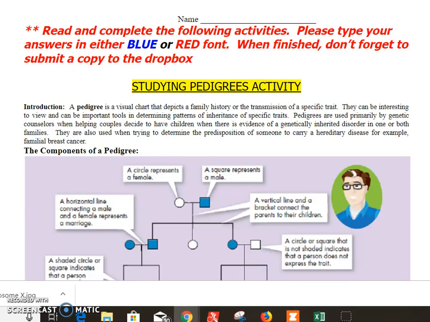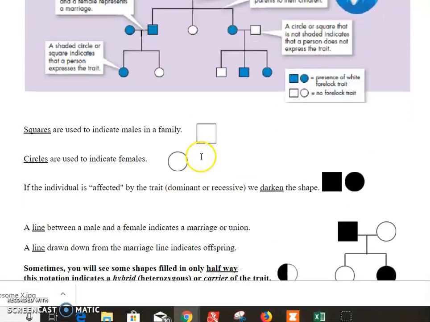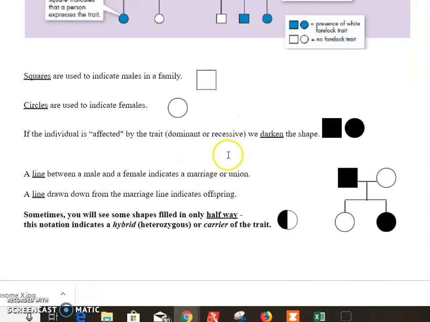Okay, let's take a few minutes and go through some of the parts of this packet for the first 4 pages here. So the first part was more background information. You didn't really need to complete anything here. It gives you information on squares and circles for males and females, and some of this background between marriages or unions, and then offspring in different generations. Hopefully, as you're going through this, you read this carefully and didn't just skip to the blanks, because you'll have trouble with the blanks if you didn't read any of this.